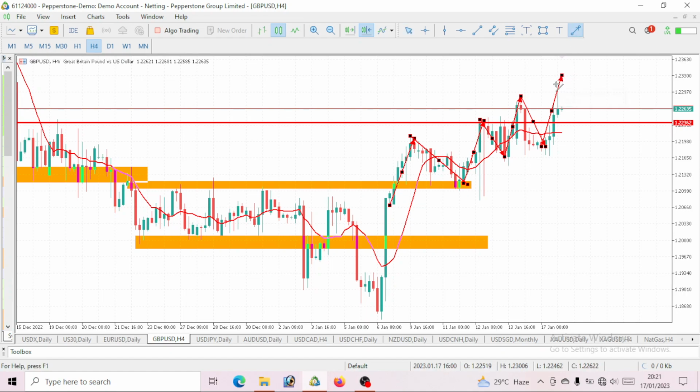Once it gets to that level that I just mentioned, which we will have to make about 70 to 80 pips to that level that I've mentioned previously, then I would expect a pullback on this GBP USD. So basically, that is what I am watching out for on GBP USD for the next day.